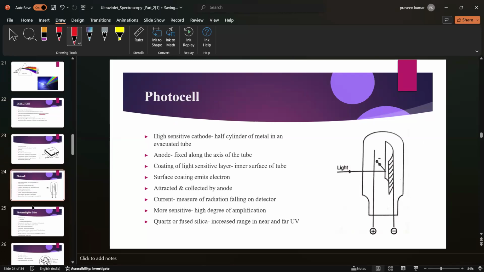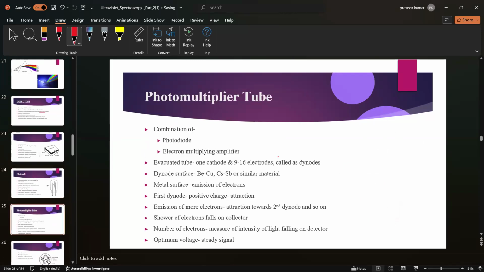This is the photocell. This is the photomultiplier tube, which consists of many dynodes. At each dynode the signal gets multiplied, and by this the signal can be used. It is a combination of a photodiode and an electron multiplying amplifier.